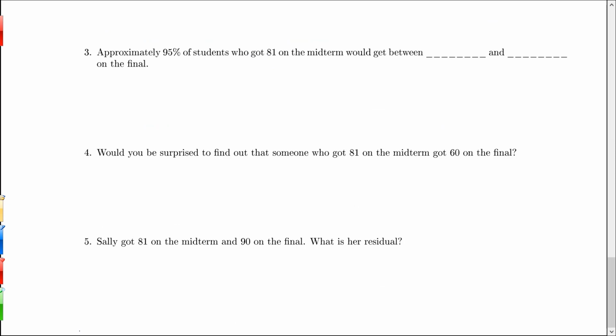Now in part 5 here, Sally got an 81 on the midterm and 90 on the final. What is her residual or her error? That's what the residual means. It's just another word for error. So our residual is going to be equal to our actual Y value minus our predicted Y value.